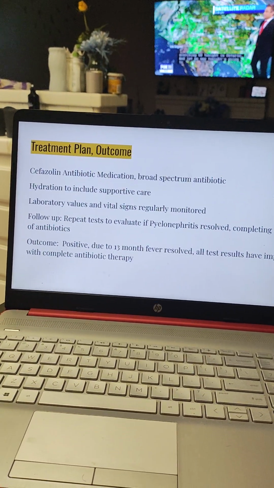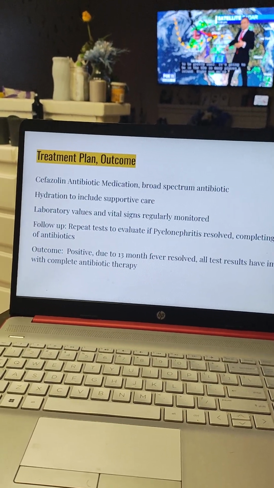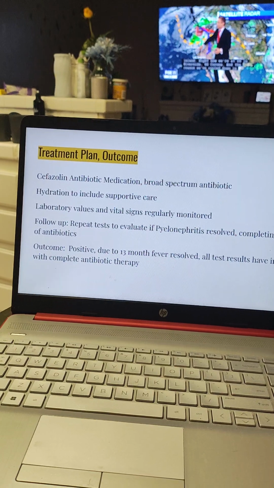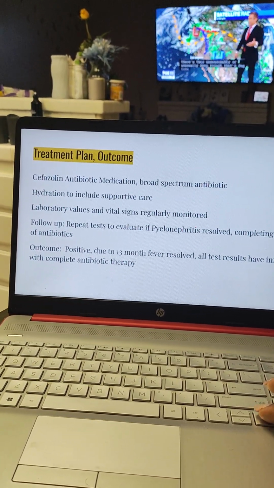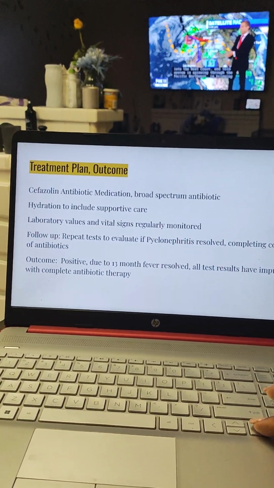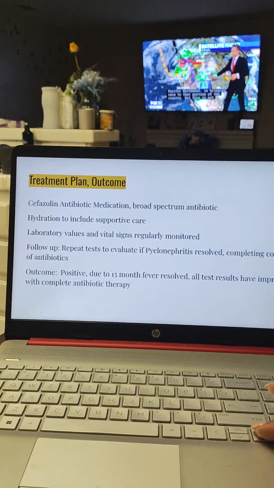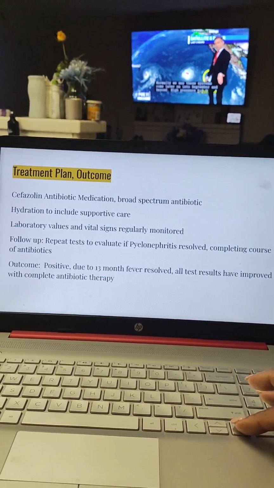Her fever was resolved because, of course, of the IV hydration and the antibiotic given. Of course, she had to complete the whole course of the antibiotic. We ran more tests to see if there was improvement. Her white blood cell levels came down. She seemed very well hydrated and had a positive outcome from the antibiotic therapy.